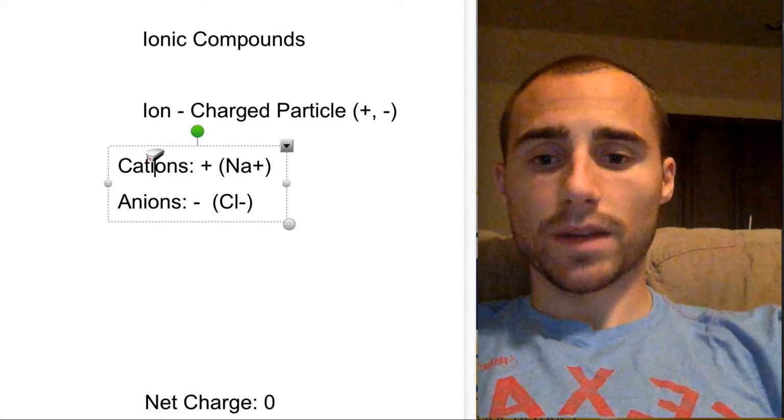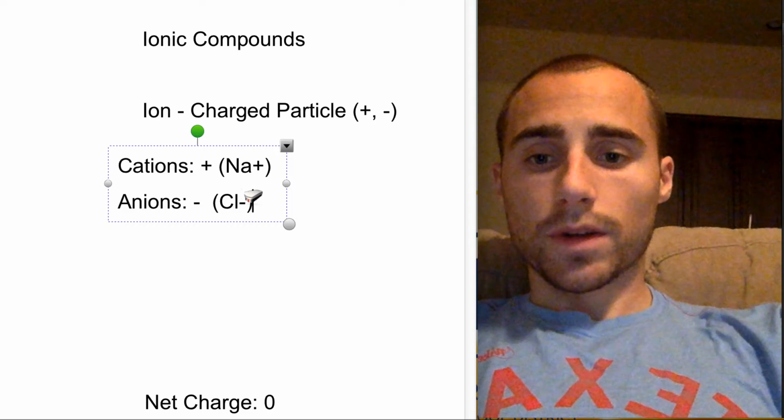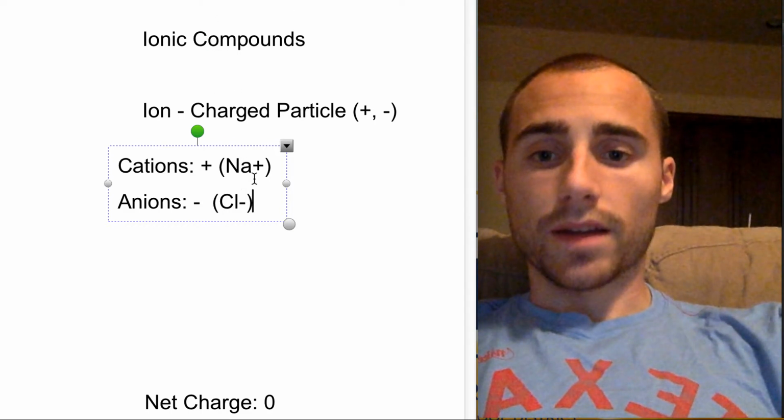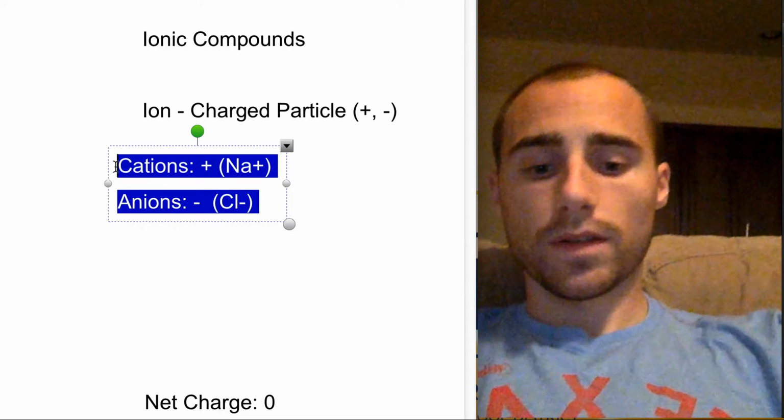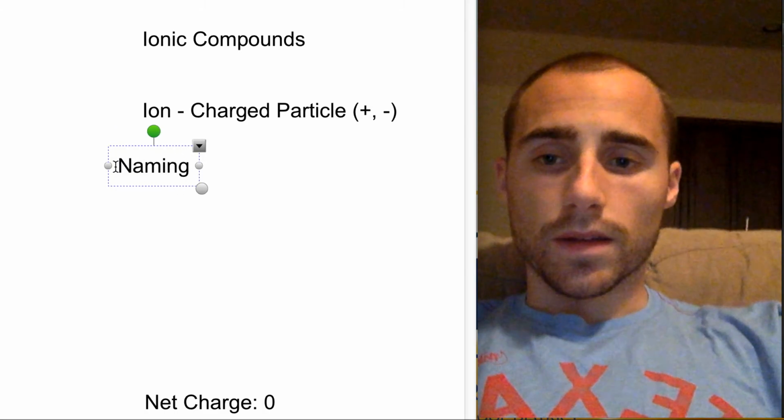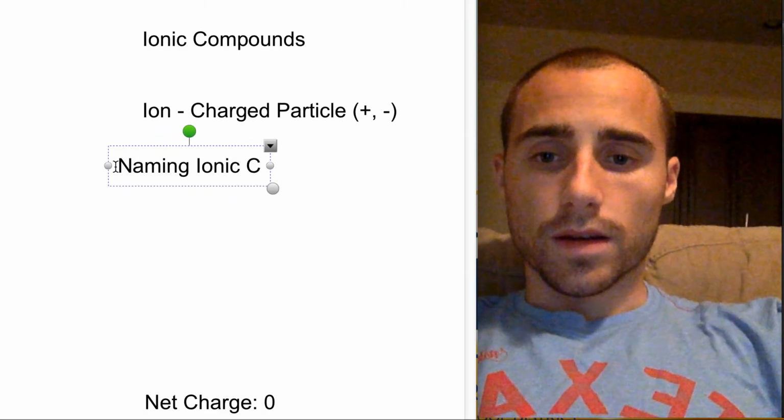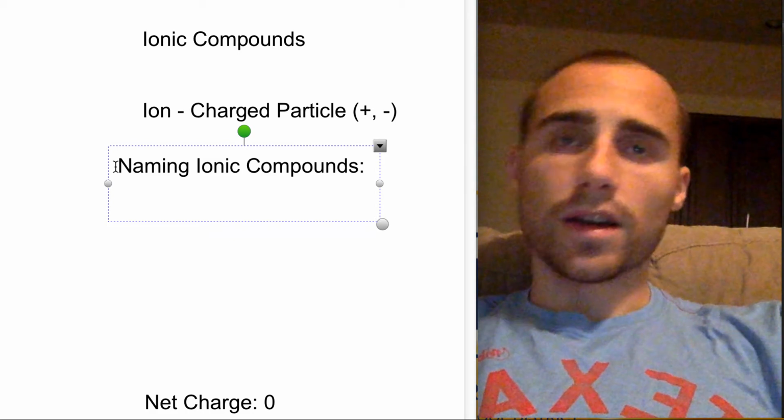Okay, we are going to erase this, and that's our last example. You're going to have plenty of examples to do. I'm going to very quickly go on to naming ionic compounds, and this is super simple. Naming ionic compounds.